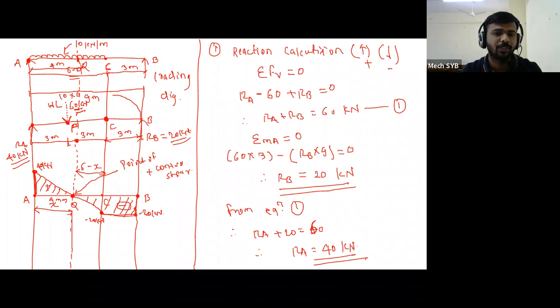Now we have to check that we got one point Q. At point Q, the shear force is 0. At point Q, shear force is 0, but we have to check whether at point Q the bending moment is maximum or not.